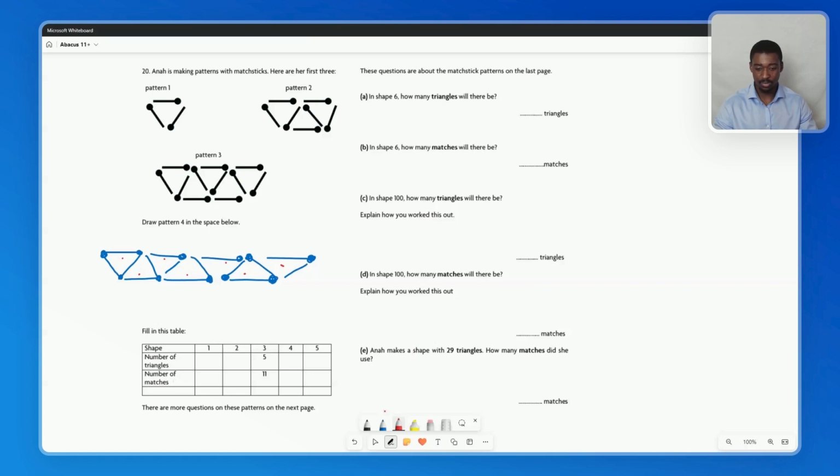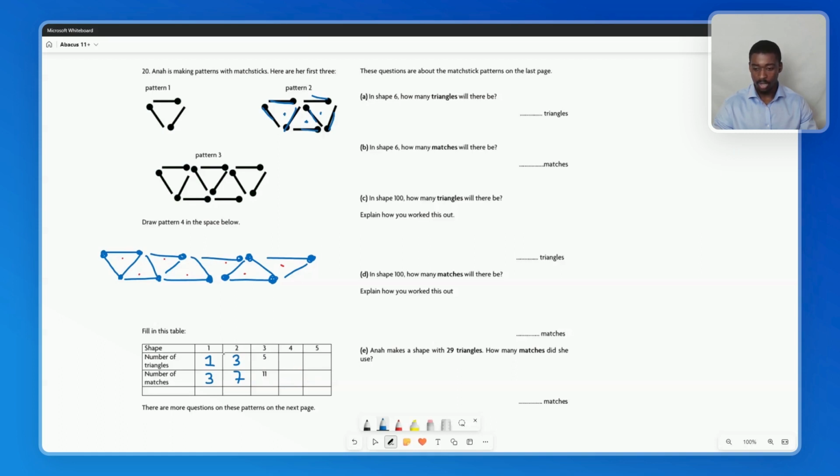Okay, so let's fill this in. This should be very helpful. So shape 1, number of triangles. So pattern 1, 1. Number of matches 3. And then let's move on to shape or pattern 2. Number of triangles 3, 1, 2, 3. Number of matches, well, 1, 2, 3, 4, 5, 6, 7. Okay. Pattern 3 has been done for us. 4 and 5, let's try and fill it in.